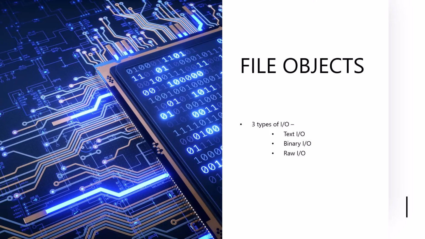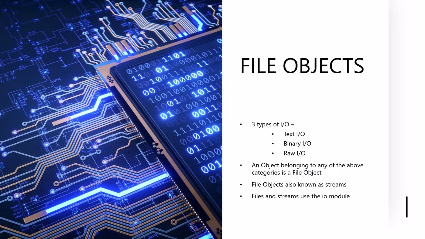So what then is a file object? An object that belongs to any of these categories, that is, be it TextIO, binary I/O, or raw I/O, is referred to as a file object. File objects are also called streams. So you may see these terms used interchangeably in documentation that you read. Both file objects, or streams as they are called, use the I/O module in Python.